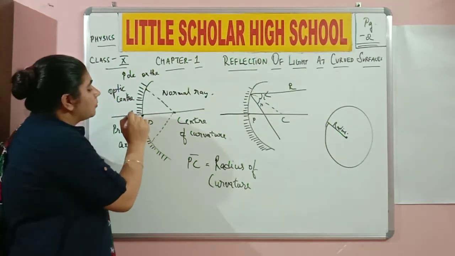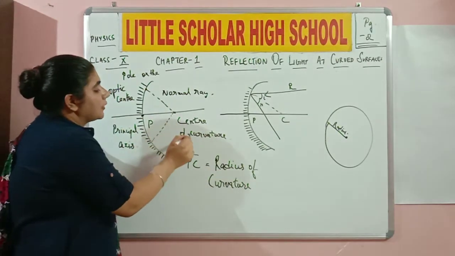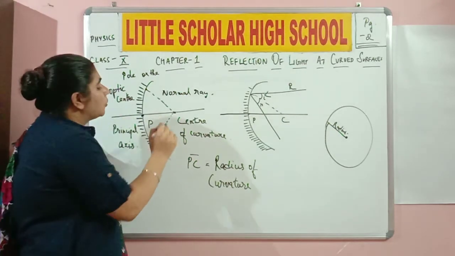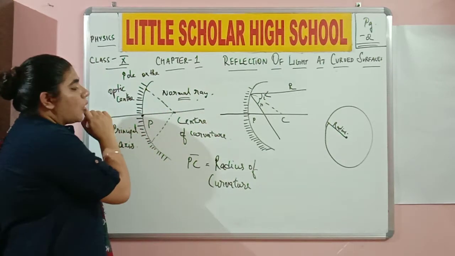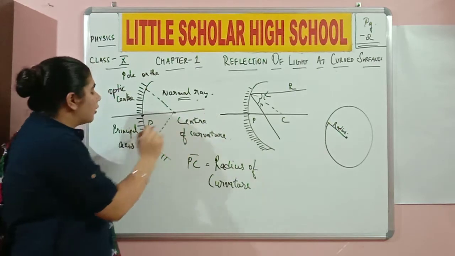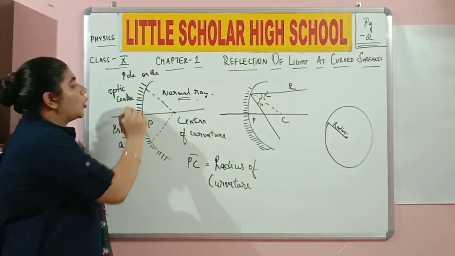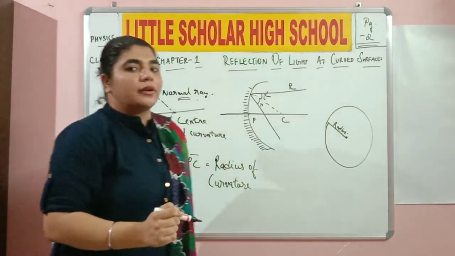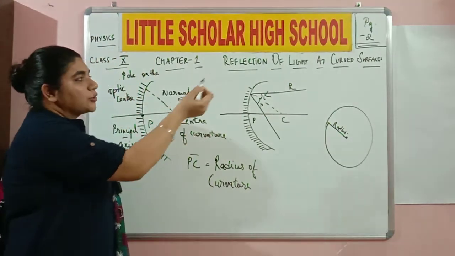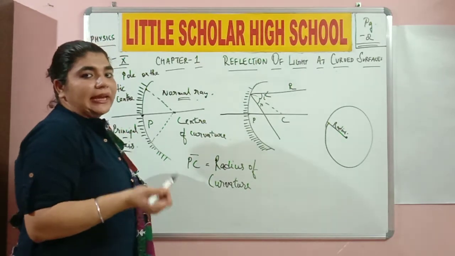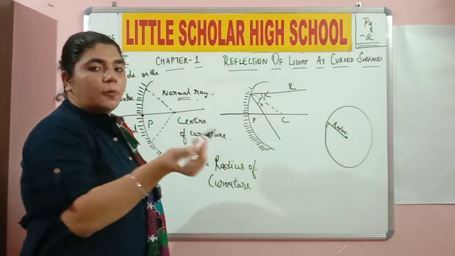The distance between the pole and the center of curvature is called the radius of curvature. C is nothing but the center of curvature. The line between the center and any point on the mirror is called the normal ray. The horizontal line passing through the center of the mirror is called the principal axis. The midpoint of the mirror is called the pole or the optic center. Why do you think it is called optic center? Optic. What do you mean by that? It is all related to light. What are we studying over here? Reflection of light at curved surfaces. Definitely any light related terminology will also come under the great concept of optics.